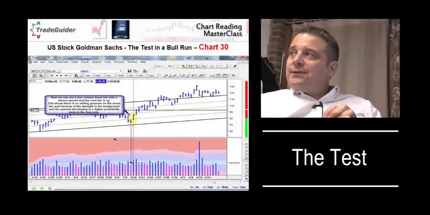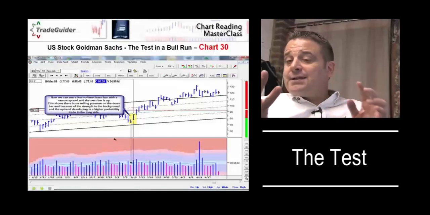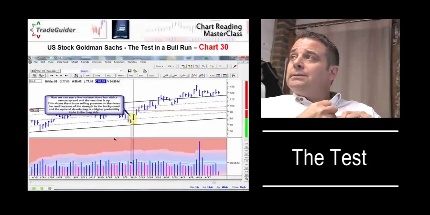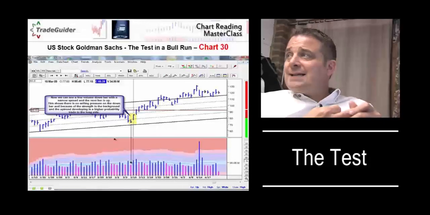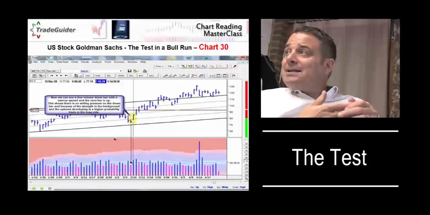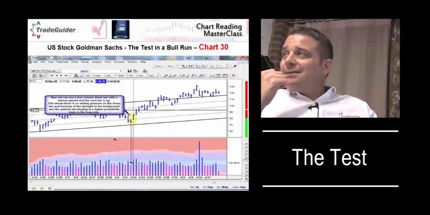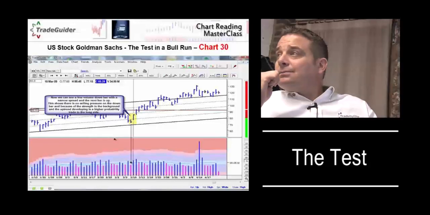Now, the test is most powerful in an uptrend. However, we have different types of tests, and in fact we have signals in Trade Guide that say no supply, test in a rising market, and test. And basic test. And a basic test. Yes. That's 4 tests.